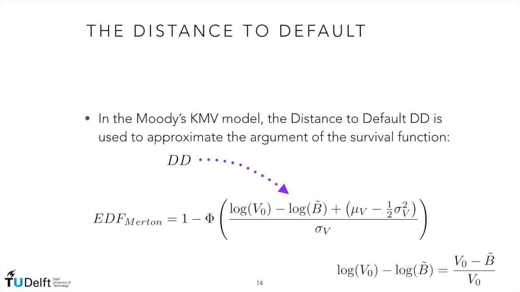If you are asking yourself how this substitution is possible, just notice that the difference of log v0 and log b tilde can be approximated by the expression you see on the screen, v0 minus b tilde over v0. For what concerns the difference between mu v and half of the variance of the asset, sigma square v, empirical evidence shows that this difference is negligible, very close to zero.